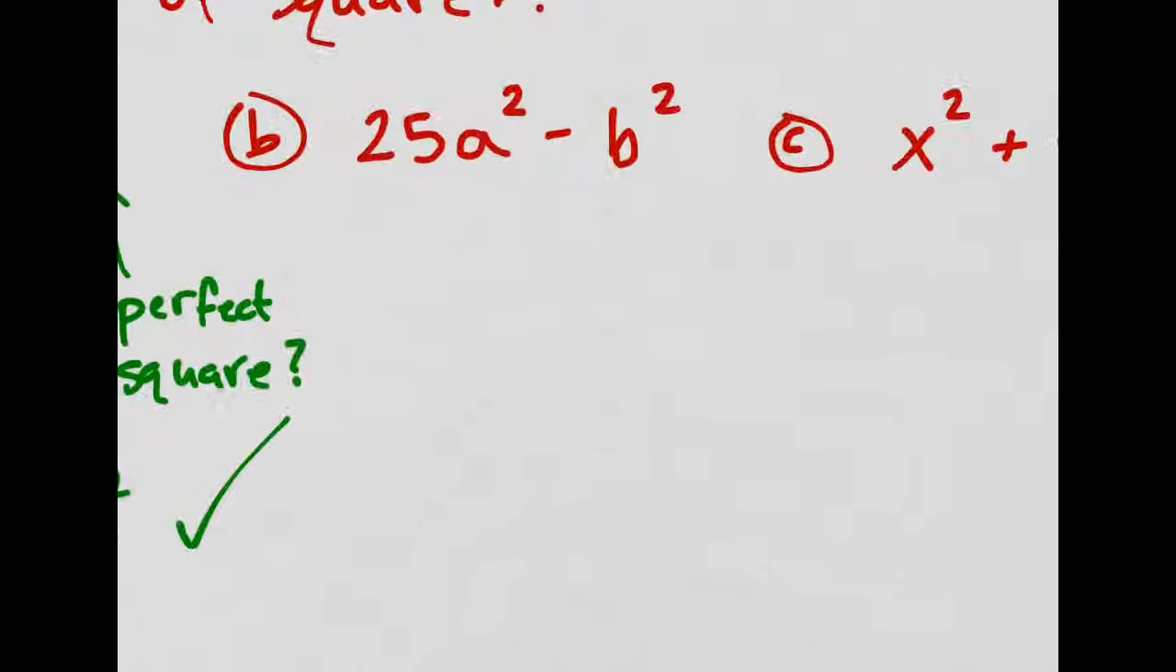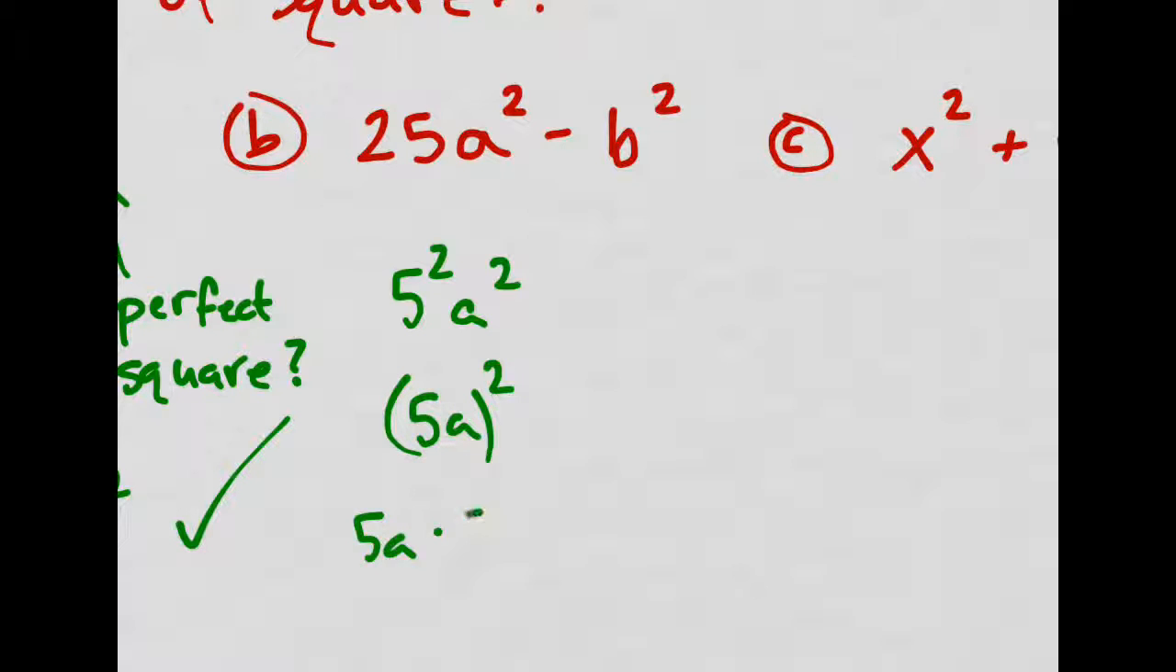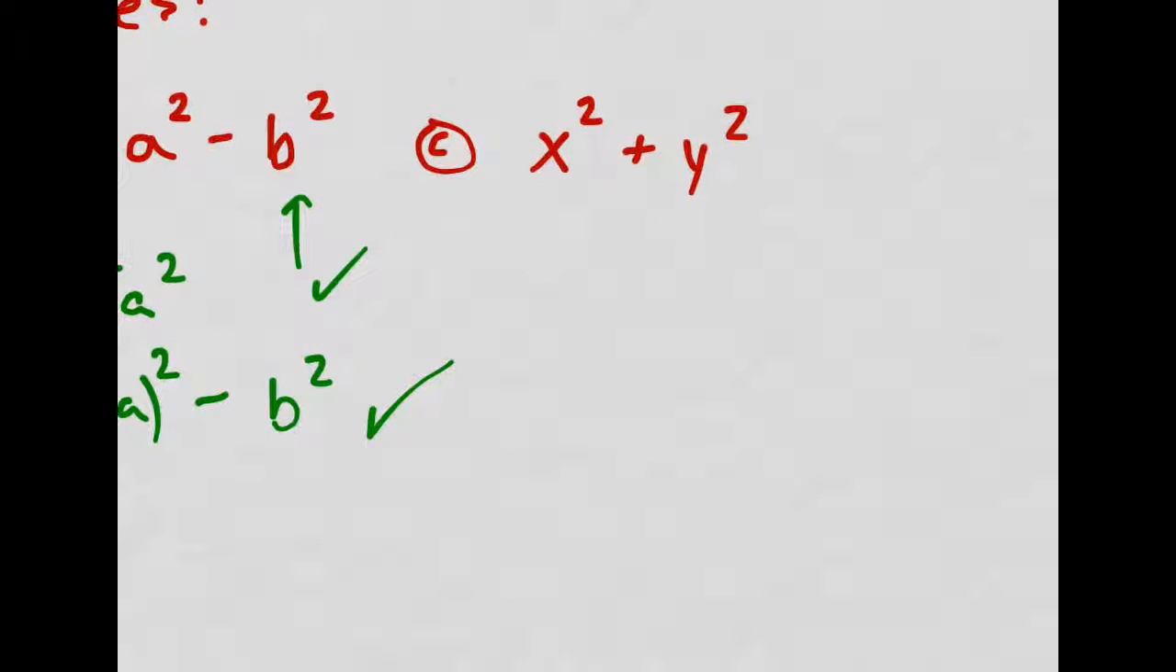What about part B? Is this a perfect square? Well, how can I rewrite that? That's 5 squared, isn't it? And a squared, of course, is a perfect square because we're just squaring it. I can rewrite this as 5a quantity squared, right? Because that would be 5a times 5a, and that's 25a squared. So yes, that is. And there's subtraction in between. So yes, this is also a difference of perfect squares.